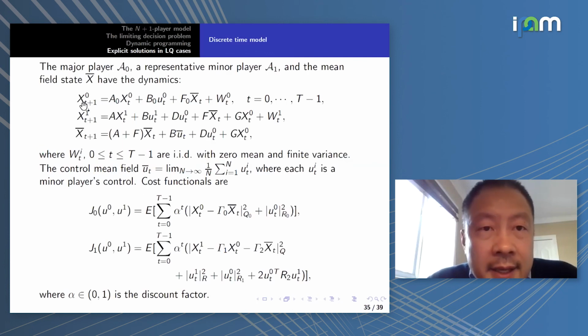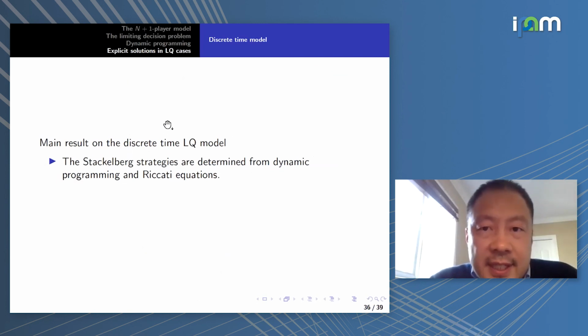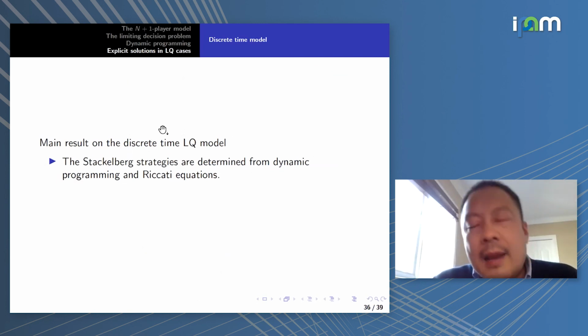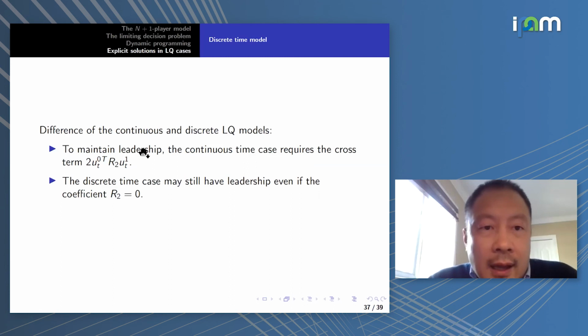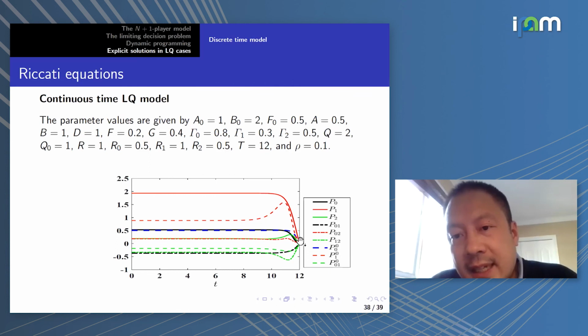Similarly, the previous approach can be applied to discrete time problems. Again, we can use the Riccati equation and dynamic programming to solve the discrete case. Here we have a numerical illustration of the continuous time Riccati equation. Basically, if you can solve the Riccati equation, you can implement the equilibrium strategies.